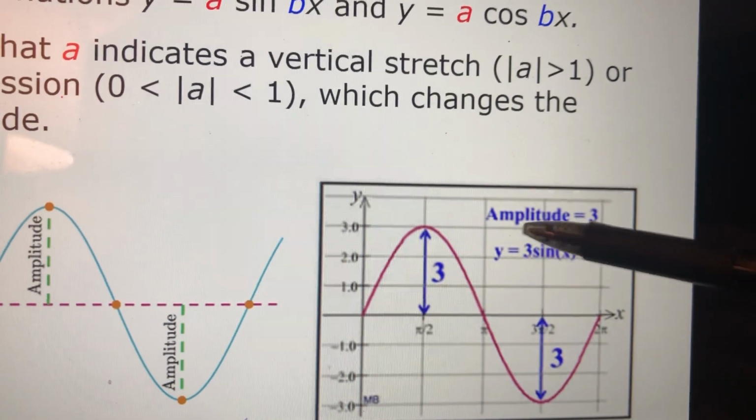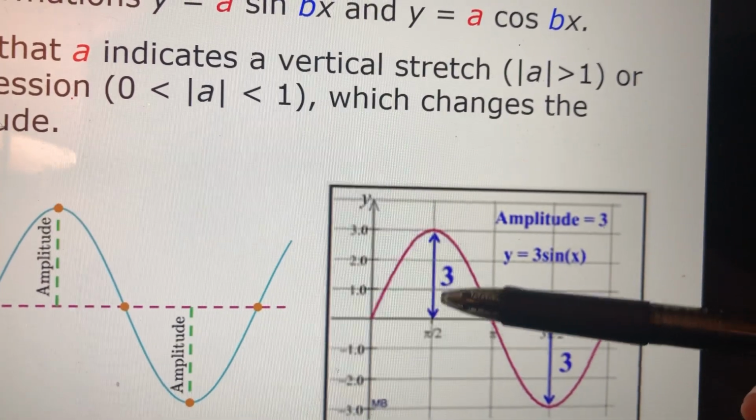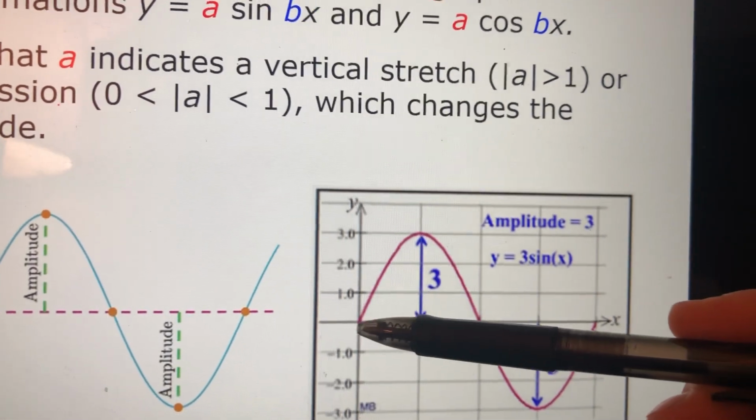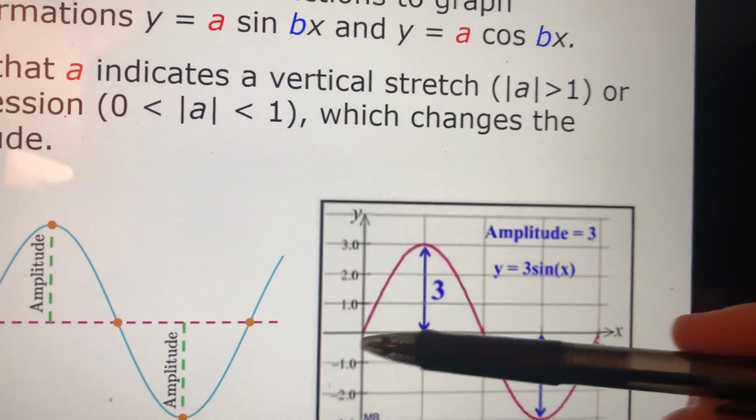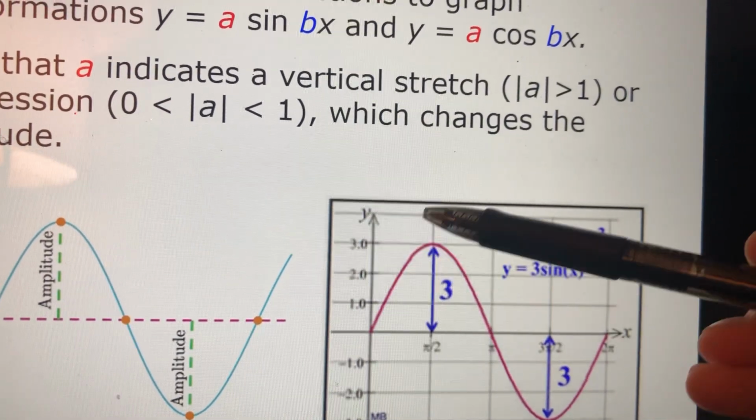All right. If this were, say, a 1/3 or a 1/2, that means it would get even shorter in here. It would only go up to 1/3 or 1/2 above and below your midline. Okay, if it went up to 4, it would go up here.